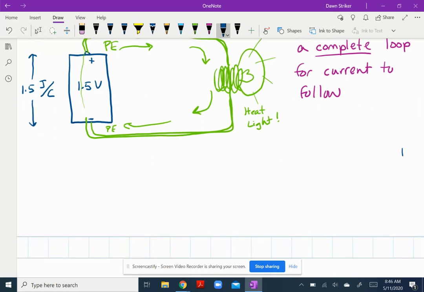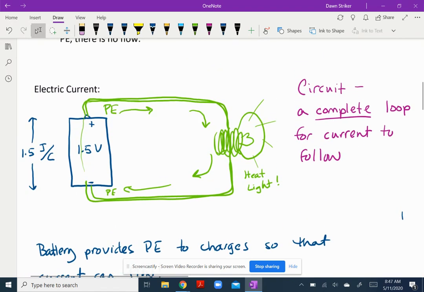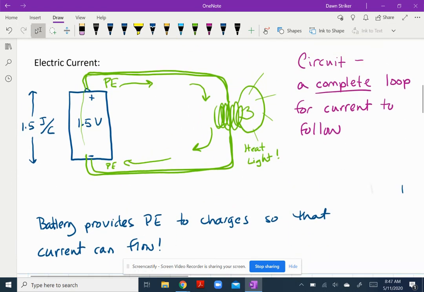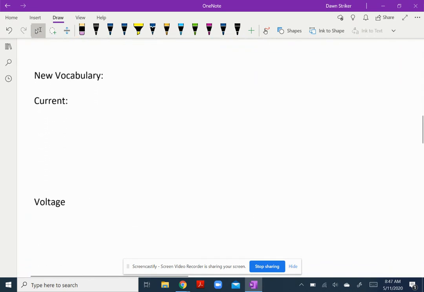Okay, so a battery provides potential energy to the charges so that current can flow. All right, that's what we've got. So now I'm going to try to define a few different terms so that we can use them in our electric circuits. We're going to be building circuits over the next couple of weeks.